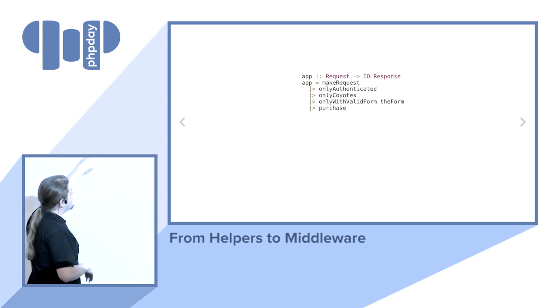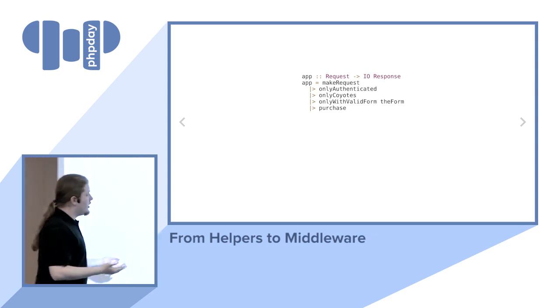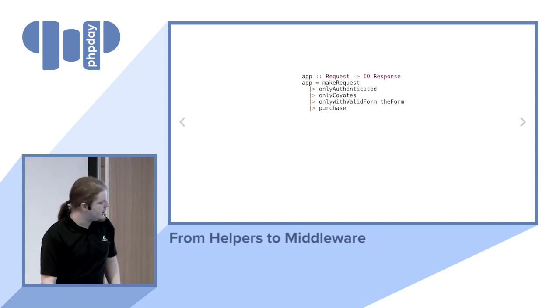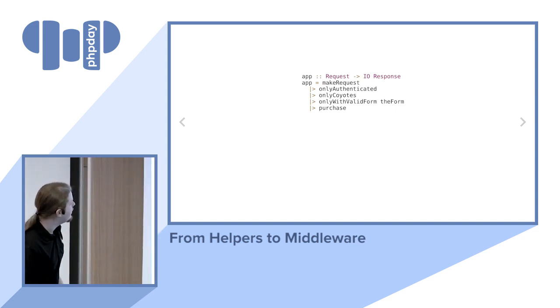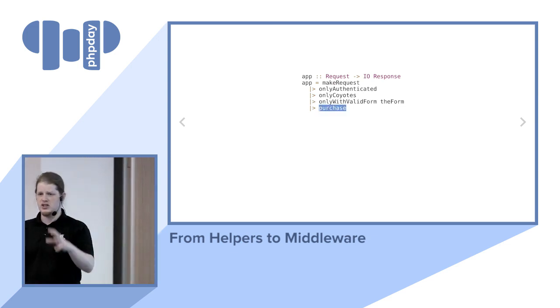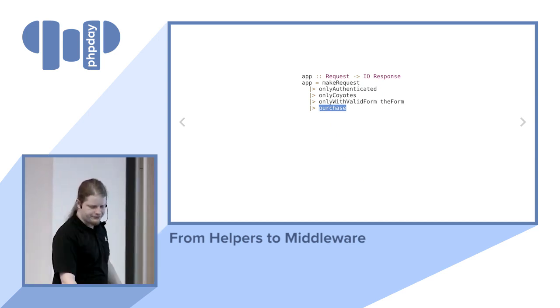So you go make a request, you pass it through only authenticated users, only coyotes, only with a valid form, and then through the purchase. This means that this particular bit down here, this purchase, can be tested, verified in isolation. It just focuses on its own problems, not the HTTP stack.